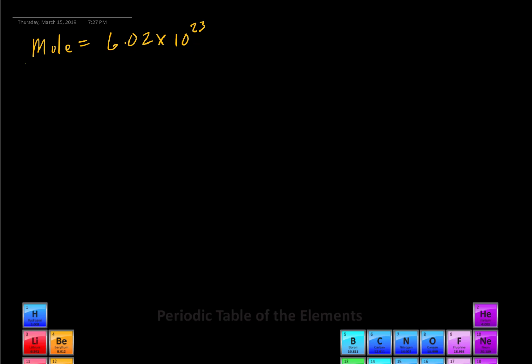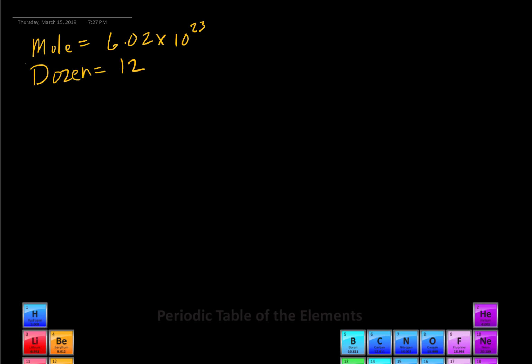Now, compare that to something you're familiar with. The word dozen. Dozen just means 12. So you could have a dozen donuts, that would mean 12 donuts. If you had a mole of donuts, you would have 6.02 times 10 to the 23rd donuts. Whatever follows the word, you have this many of them. If you have a dozen cars, you have 12 cars. If you have a mole of cars, you have 6.02 times 10 to the 23rd cars. That's all it means, nothing more.